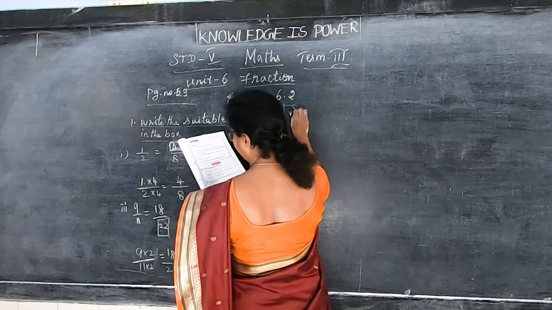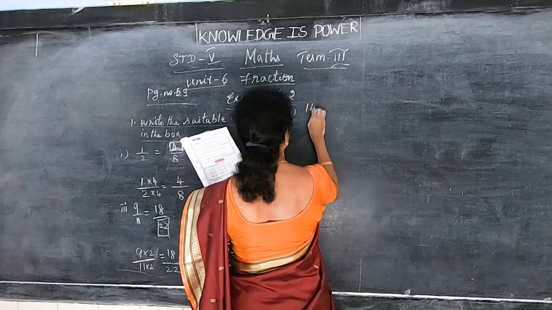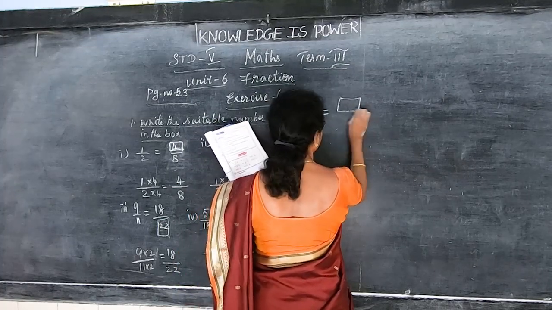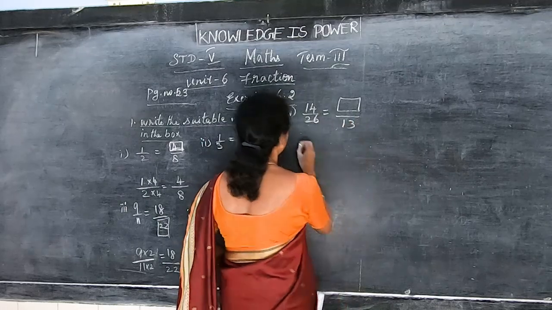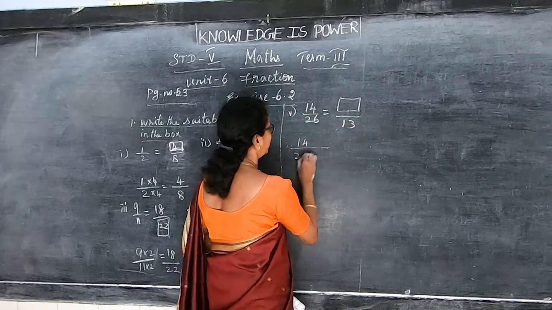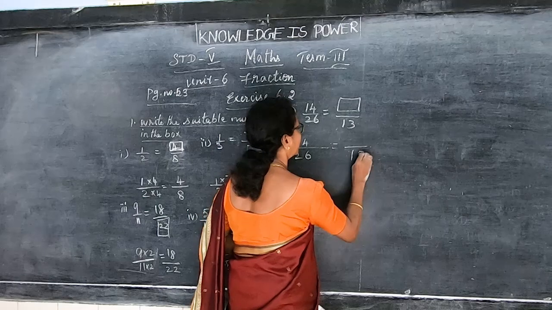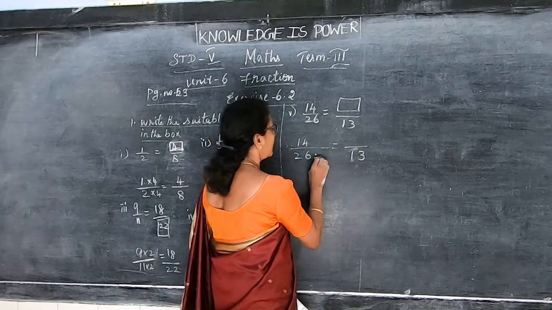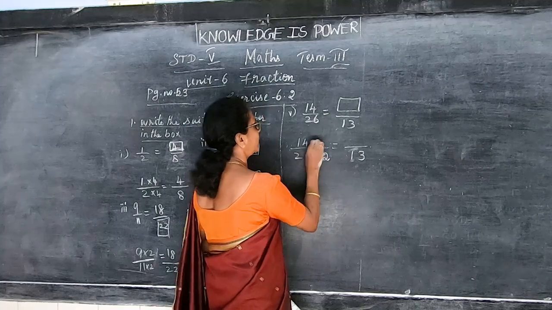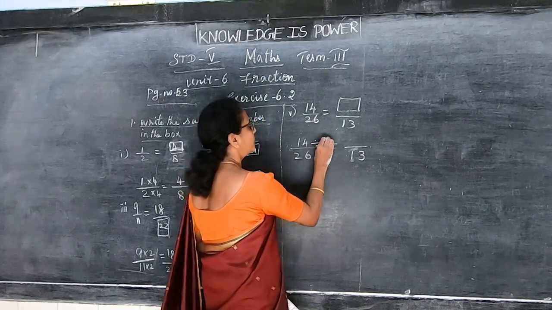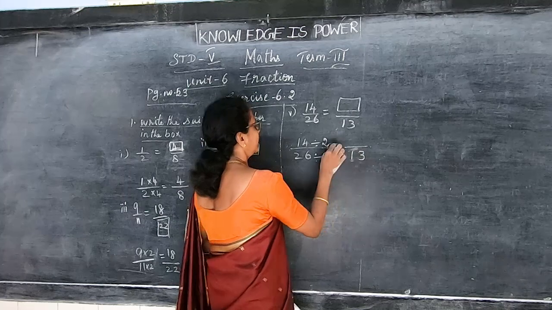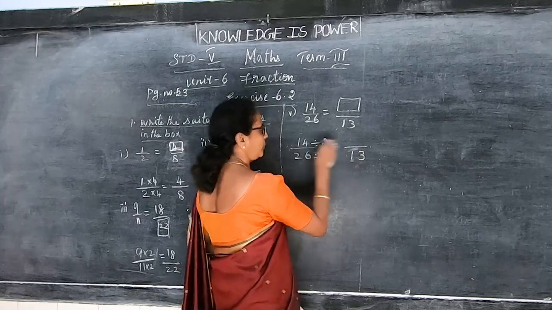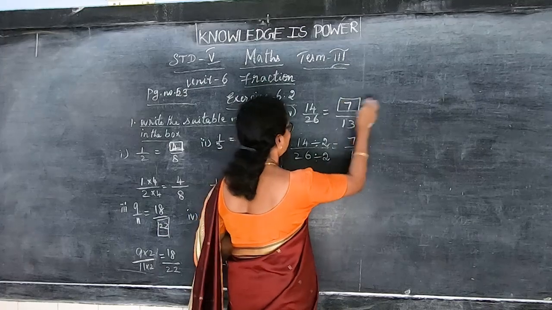Then fifth sum, 14 by 26 is equal to box by 13. Here also the same thing. 14 by 26 is equal to 13. So 13 1s are 13, 13 2s are 26. So divide by the 2 table. 26 divided by 2 gives you 13. 2 13s are 26. Similarly, 14 divided by 2, 2 7s are 14.